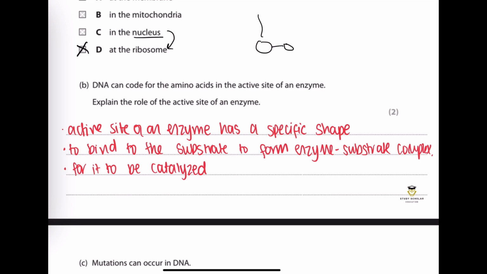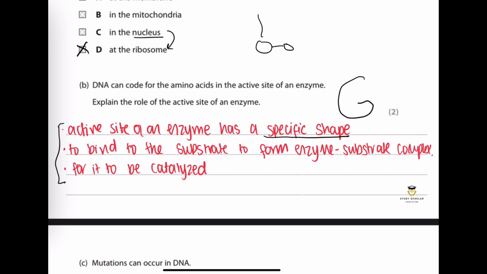Explain the role of the active site in an enzyme. This question is always the same. Whenever you see enzyme, I recommend that you write these 3 things out each time because you're guaranteed to get at least 1 mark, no matter if you know the answer or not. So the active site of an enzyme has a specific shape.